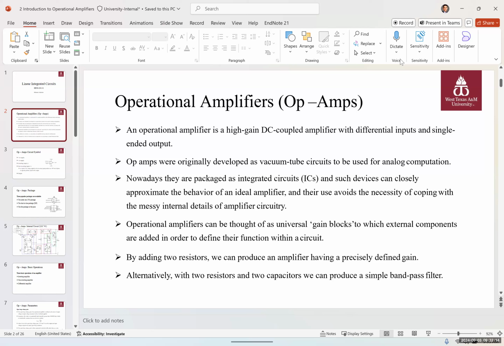They are universal gain blocks. Usually we buy them in IC packages, and then we add a couple of resistors to get the desired gain. And we can add capacitors, resistors, inductors to build low pass filters, high pass filters, band pass filters, and so on. And I'll explain more about that. Initially, they were made for analog, but you can use both DC and AC signals in the input of an op amp.